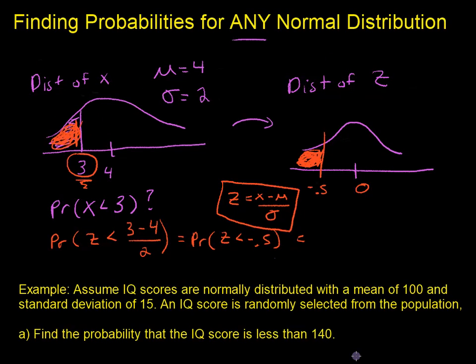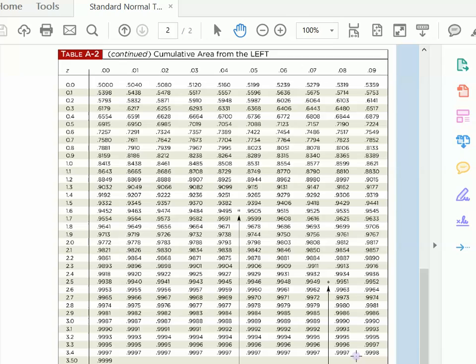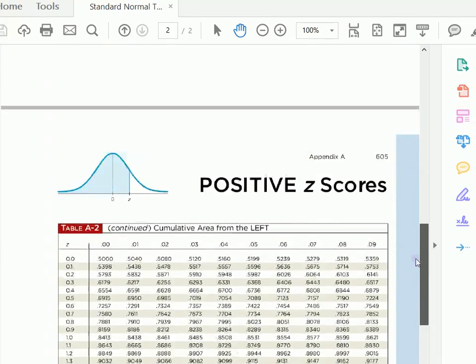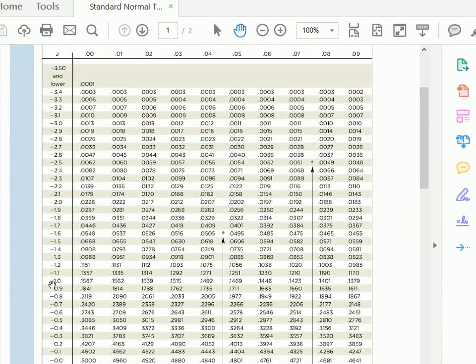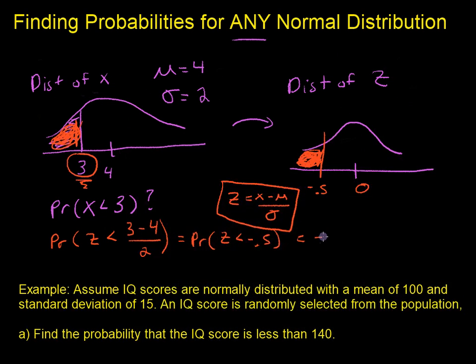Well, I can look that up in a table. So let's go to our table and look up negative 0.5. That is 0.3085. That makes sense, right? We were expecting that number to be certainly less than half. So 0.3085 is the probability that x is less than 3.